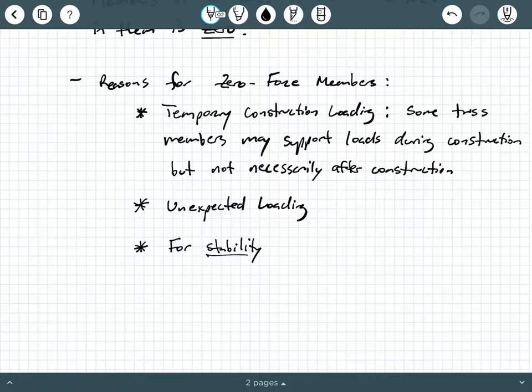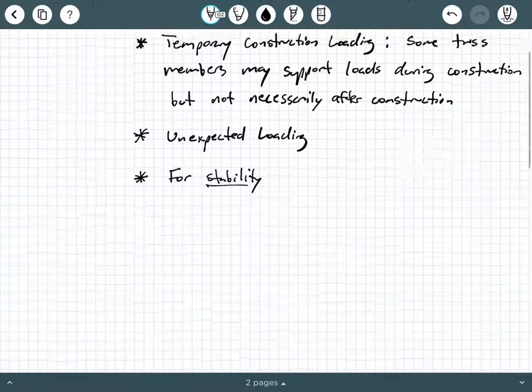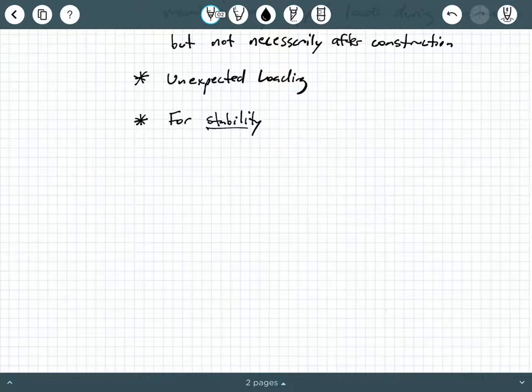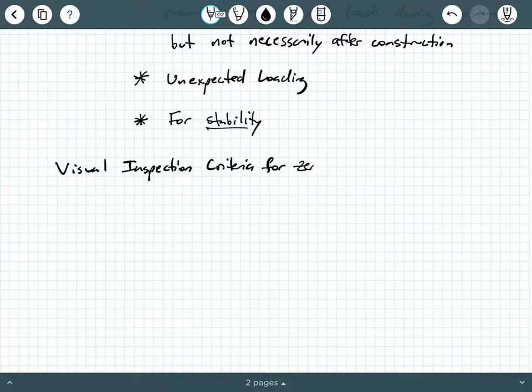Now, in a later course, if you're in civil engineering and you take a course in structural analysis, we're going to explore these reasons a little more thoroughly. But for the purposes of this class, you just need to be aware of these reasons for zero force members, and we need to be able to visually identify zero force members. So that's what we're going to get to next, and that's going to be our visual inspection criteria for zero force members.